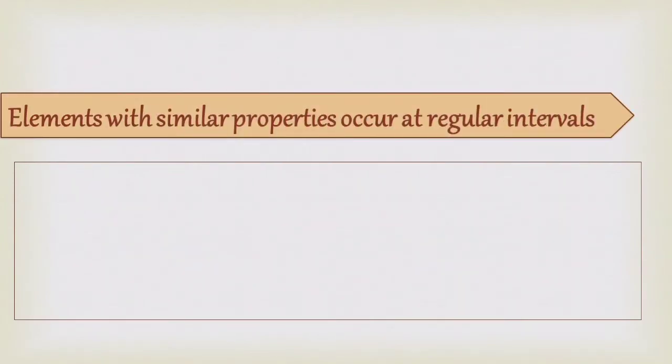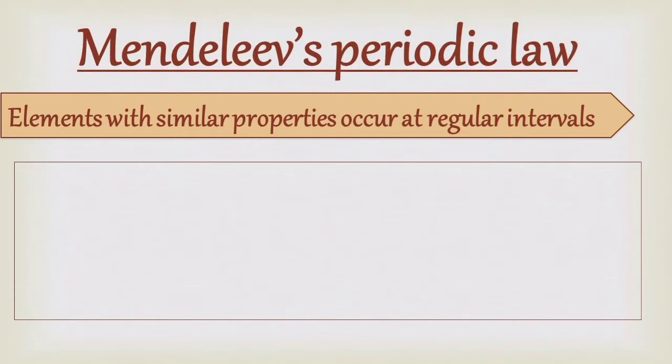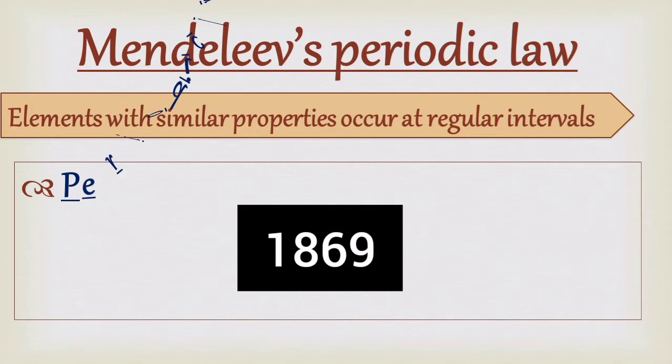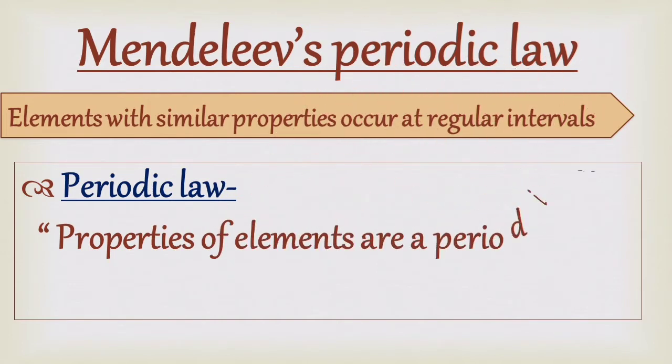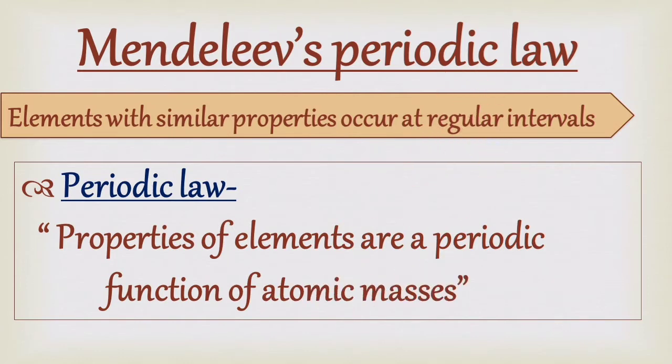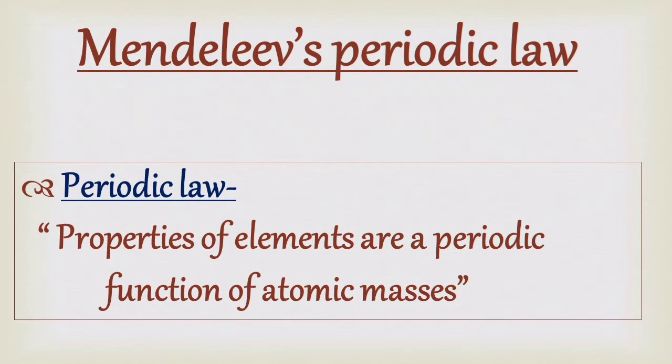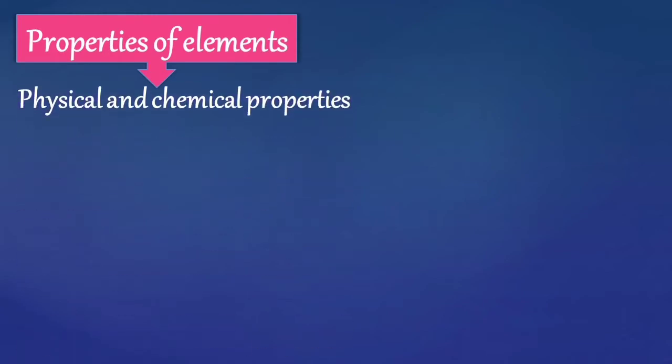Mendeleev also observed that there was a reoccurrence of elements with similar properties after certain regular intervals. On this basis, in the year 1869, he proposed his periodic law. Mendeleev's periodic law states that the properties of elements are a periodic function of their atomic masses. To get a clear understanding of the law, let us divide the law into three parts. The first part: properties of elements. Through this, we mean the physical and chemical properties of each element.